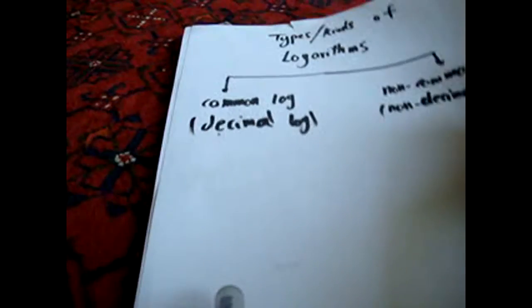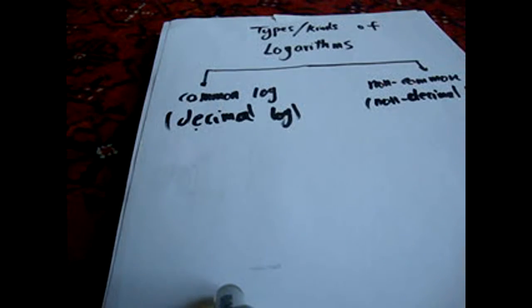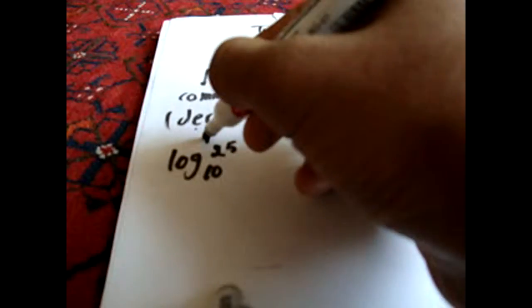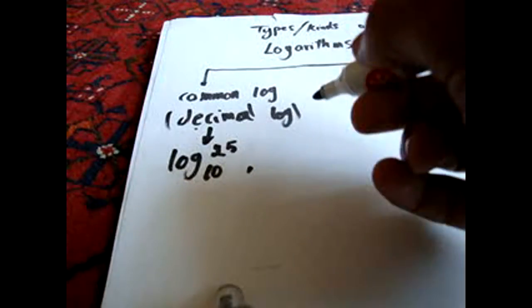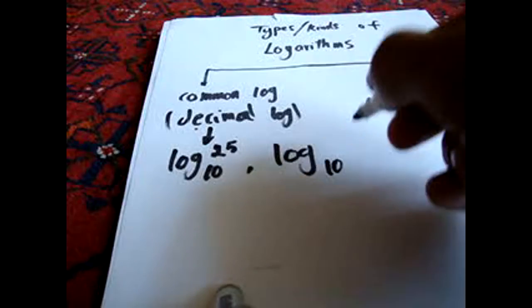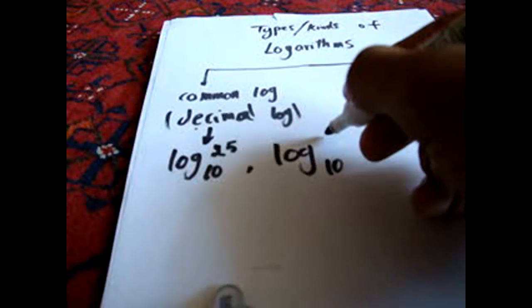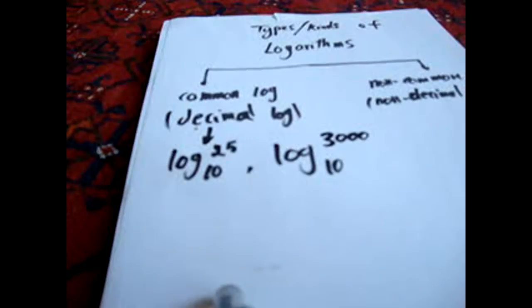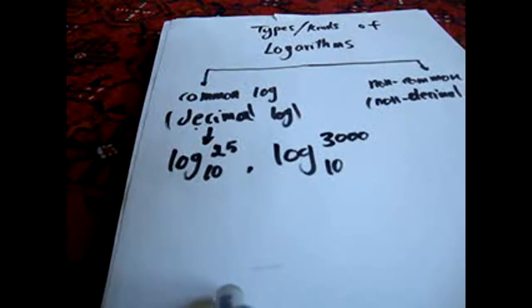So in order to find the difference between these two, there's a simple rule. If you see a logarithm that has the number 10 in its base, it's simply a common log. So if I write log base 10 of 25, this is simply a common log. It's pretty easy. If I write for example log base 10 of 3000, this is simply a decimal log or a common log.